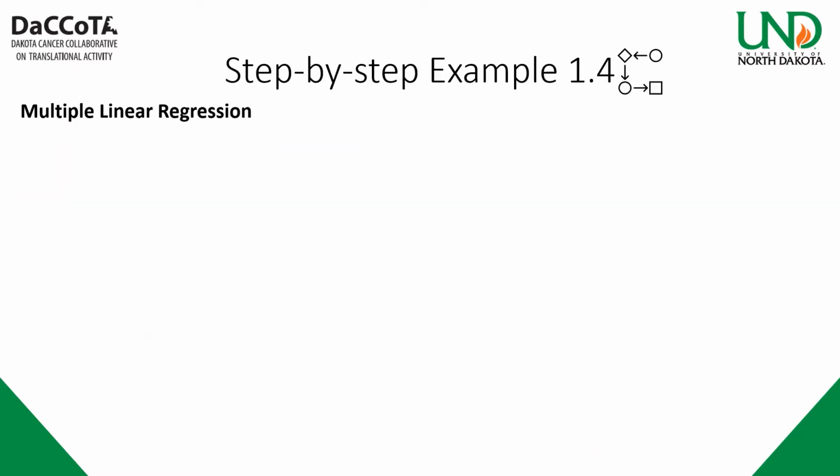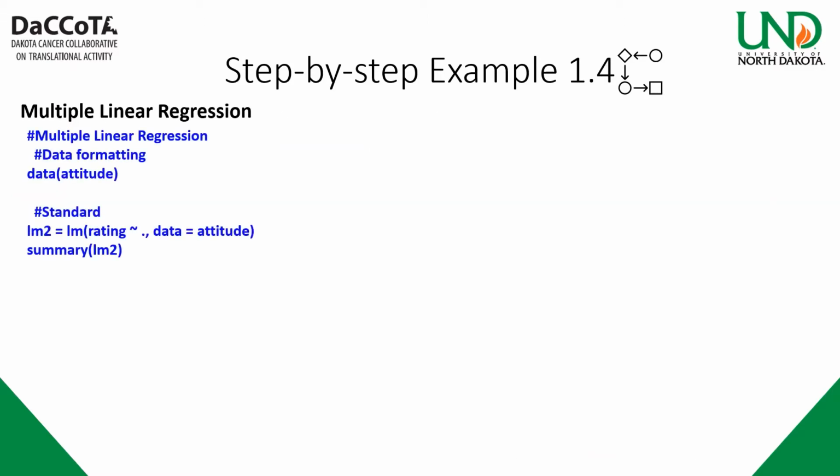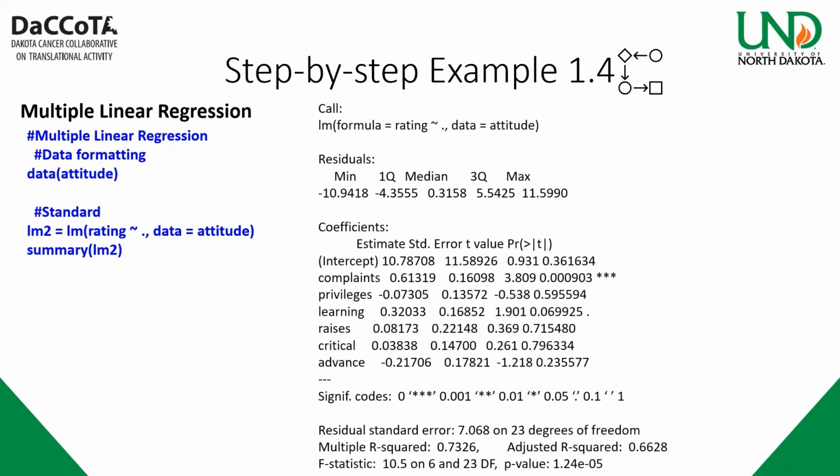With multiple linear regression, it's the same sort of thing. Here we're using the same attitude data set, but instead of just complaints, we're using everything, all the other data, using the tilde and then just the dot. Here's what comes out, and what we see is there are 1, 2, 3, 4, 5, 6 different variables. It turns out only complaints, the one we looked at earlier, was significant, though learning was close to being significant.